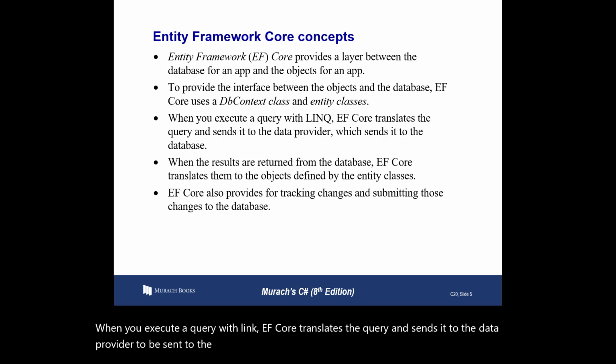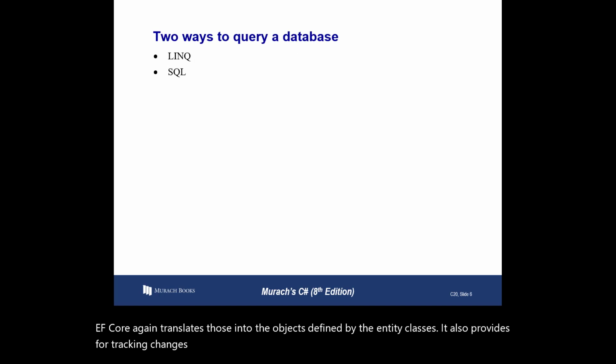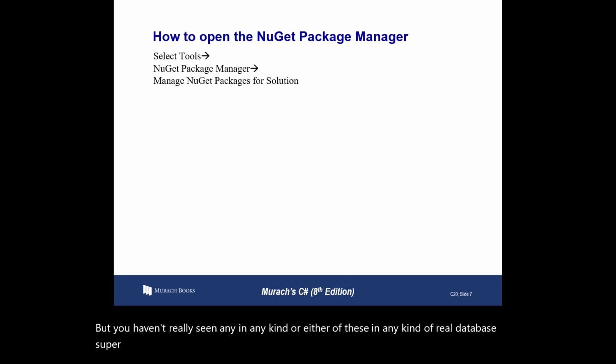When the result set is returned from the database, EF Core again translates those into the objects defined by the entity classes. It also provides for tracking changes and submitting said changes to the database. So there are two ways of querying a database, and I have shown you both, but you haven't really seen either of these in any kind of real database application.